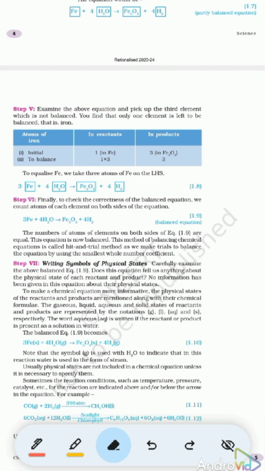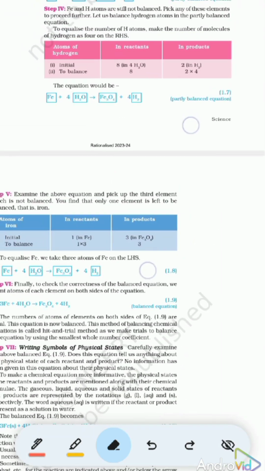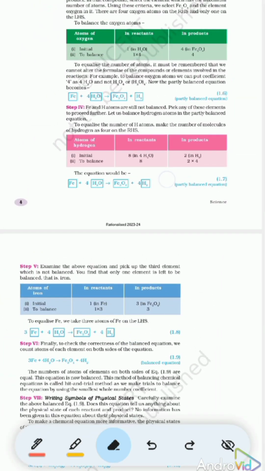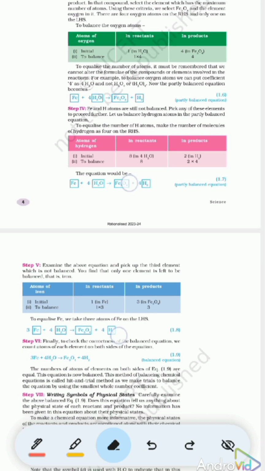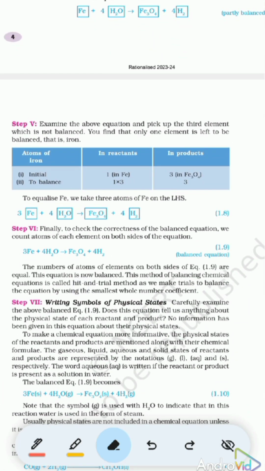Now step 5 is to examine the above equation. We are only left with the checking part. Initially we balanced oxygen atoms, secondly we balanced hydrogen atoms, and hence the leftover is only iron. So we have to balance the iron part as well.